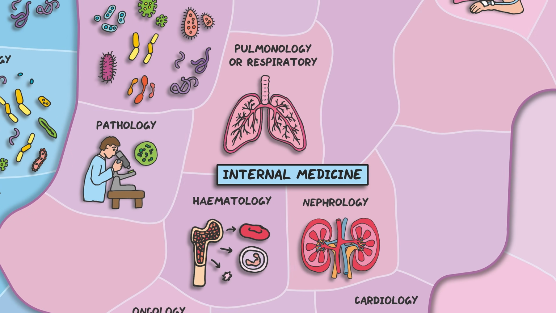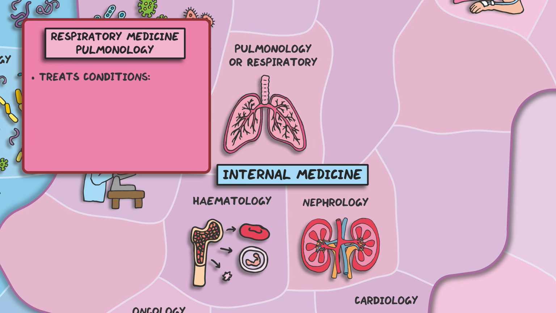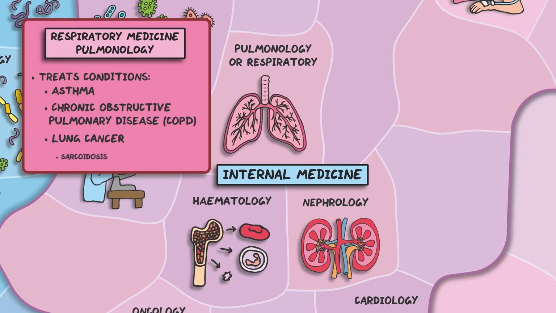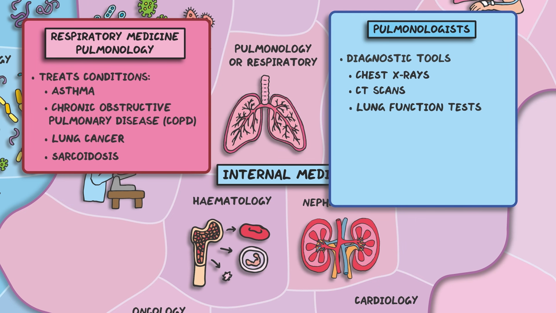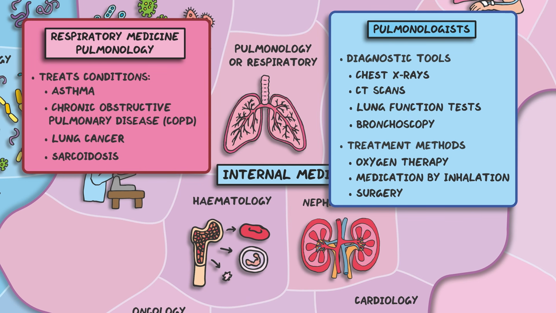Now onto the lungs and respiratory system with respiratory medicine or pulmonology. Respiratory conditions include things like asthma, chronic obstructive pulmonary disease, lung cancer, and sarcoidosis. And pulmonologists use diagnostic tools such as X-rays, CT scans, lung function tests, and bronchoscopy to evaluate and diagnose respiratory disorders. Treatment includes oxygen therapy, which can help manage respiratory disorders, and medication that's applied by inhalation.